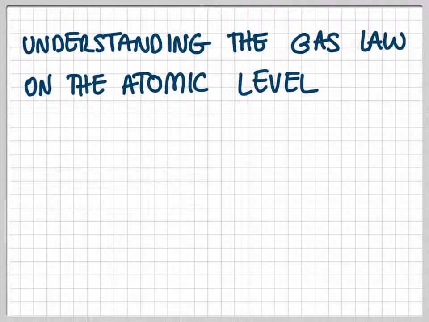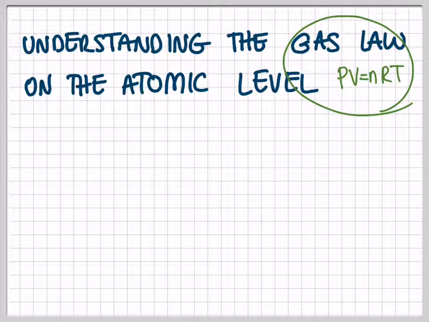Welcome to part 1 of a lesson on understanding the gas law from the atomic level. What we mean by the gas law here is just PV equals nRT, which we've used in chemistry classes and have used a little bit maybe in physics already.